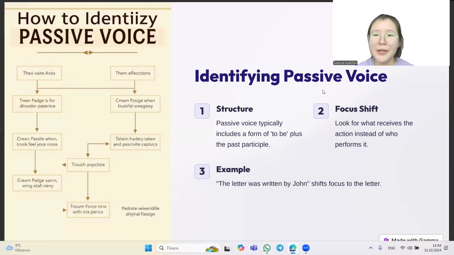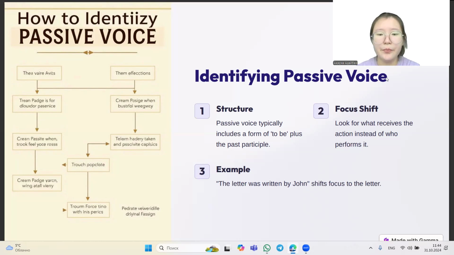So, if you study the passive voice, you have to know the formula, the structure. If you see this structure somewhere, you can probably be sure that it is the passive voice. A passive voice typically includes a form of to be plus the past participle. And second, focus shift. You have to look for what received the action instead of who performs it. And here we can see the example.